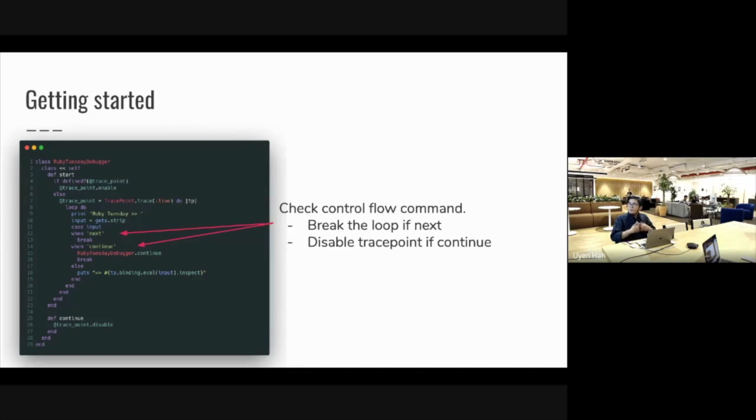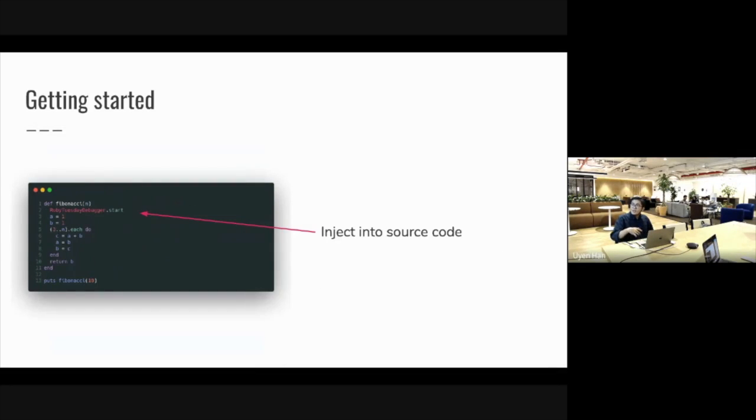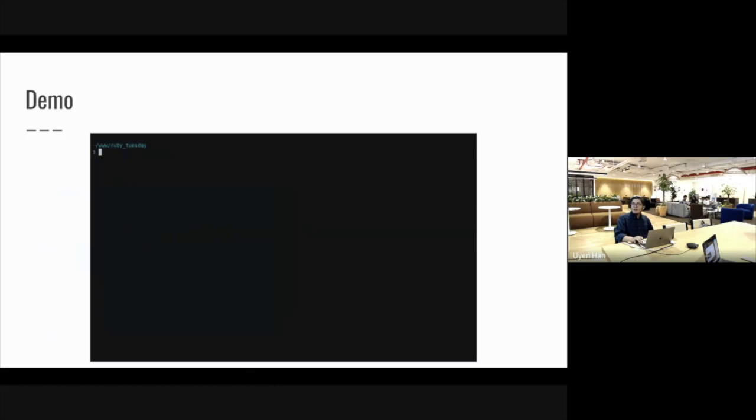If it is next, it will break the current REPL session and let the program continue. If it is continue, it will disable the TracePoint so that the program can continue again. It is really simple and straightforward. You can see that it actually works. After you put it into your program, just by this method, RubyTuesday.start, that's it. It's really simple. And when you execute the script again, you will see something like this.